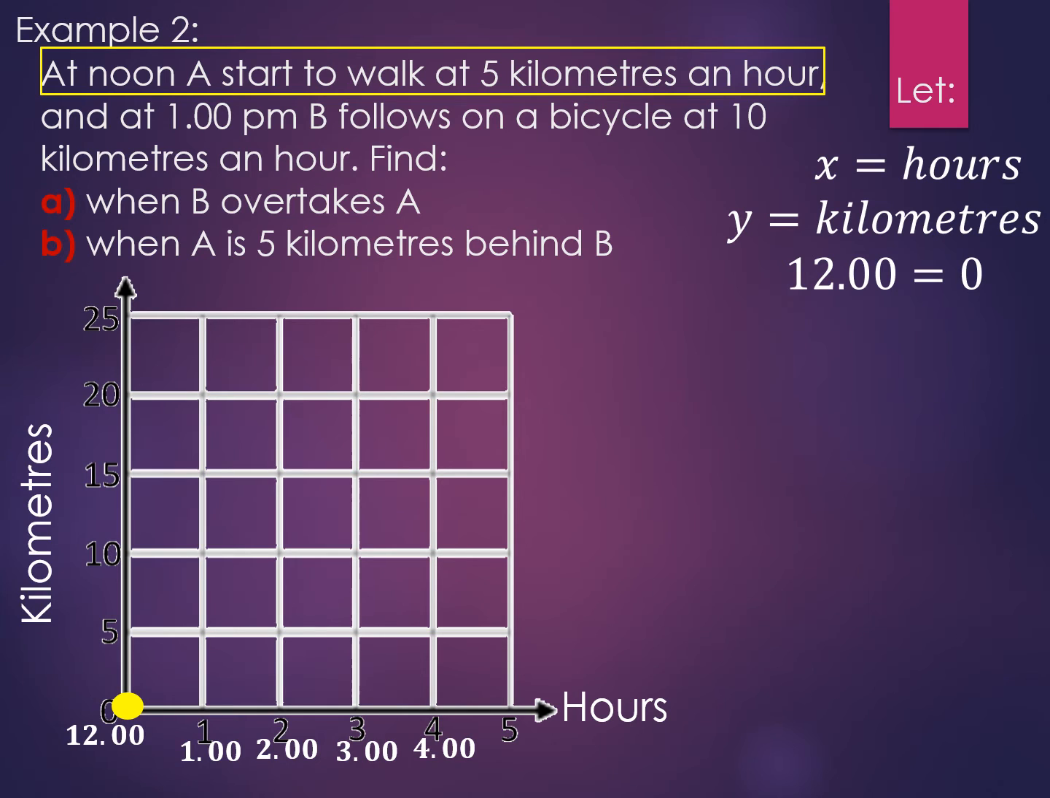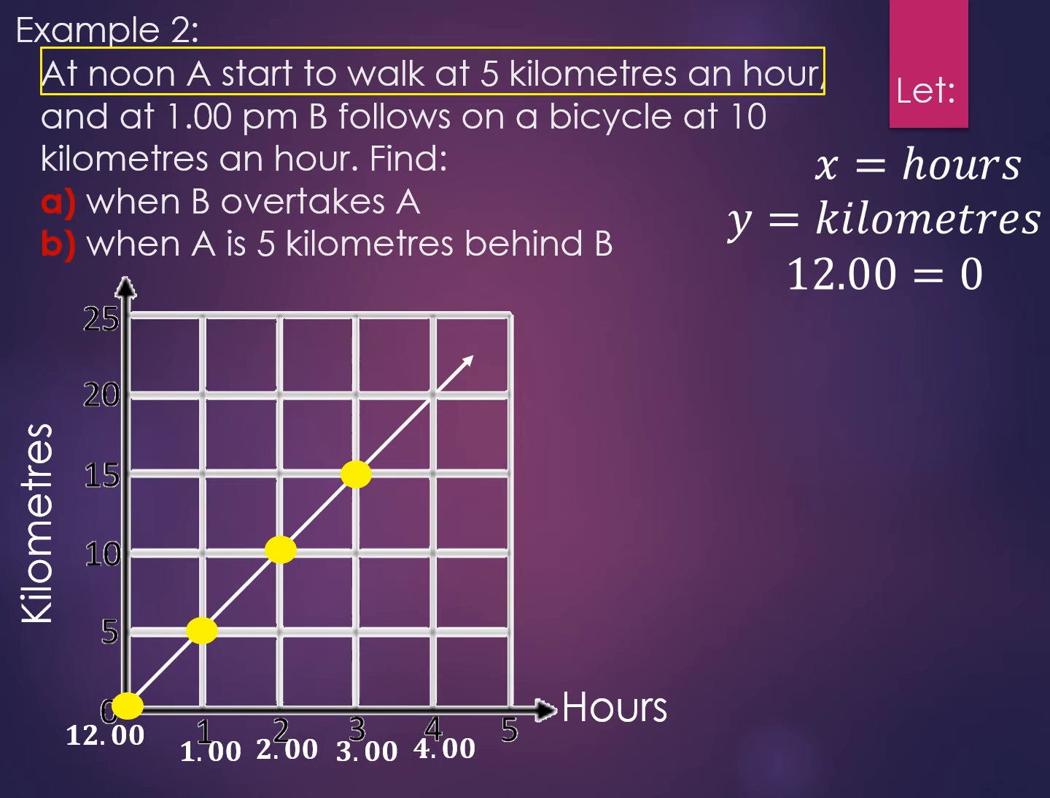And then 5 kilometers an hour, that is the speed. So after 1 hour, he is in 5 kilometers. Then since 5 kilometers an hour is the speed, we are going to add 5 in every hour. So at 2 o'clock, he is in 10 kilometers. And then at 3 o'clock, he is at 15 kilometers. So that is person A.